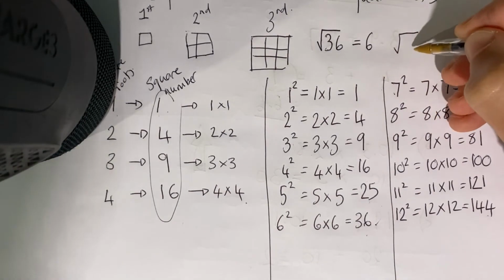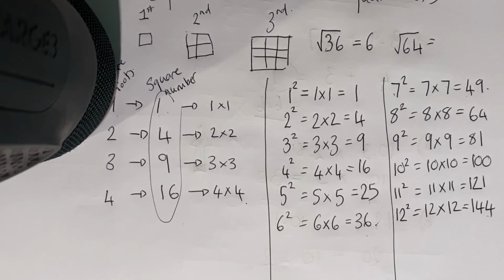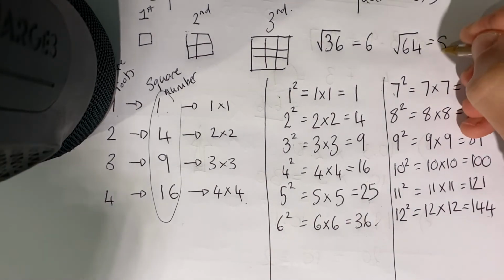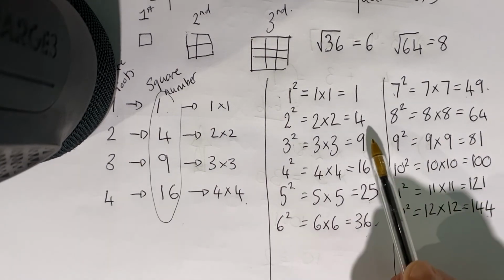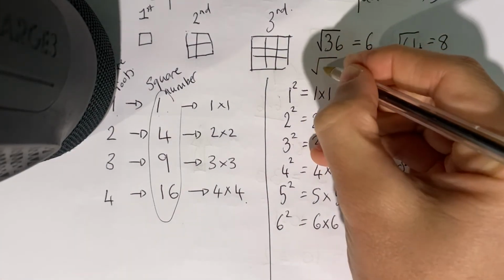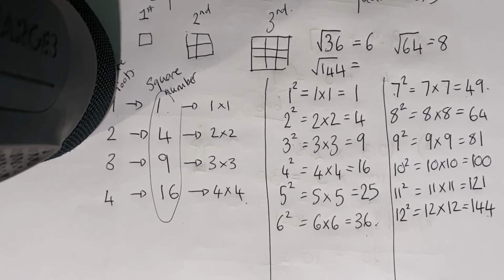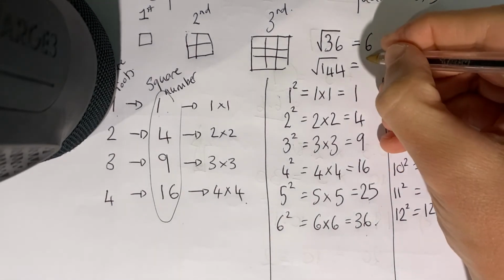What is the square root of 64? Have a look. The square root of 64 is 8, because we can see here that 8 times 8 is 64. What is the square root of 144? Have a look at the list. The square root of 144 is here, it's 12.